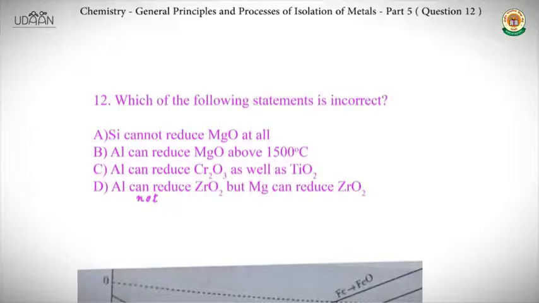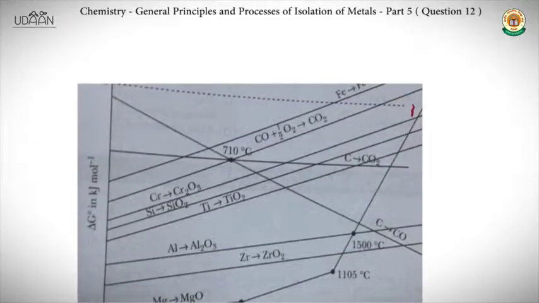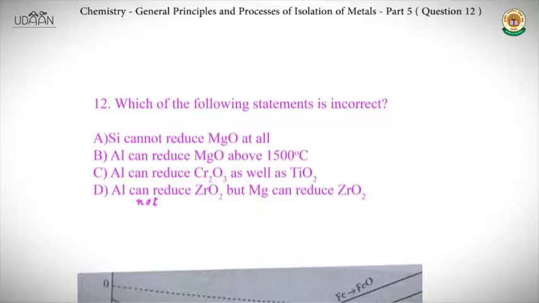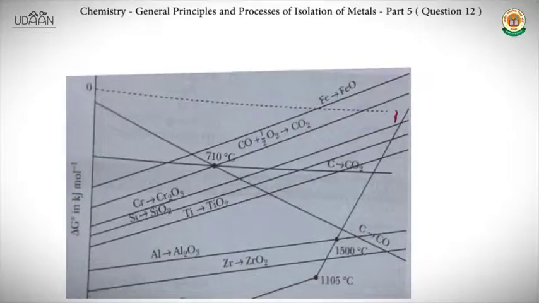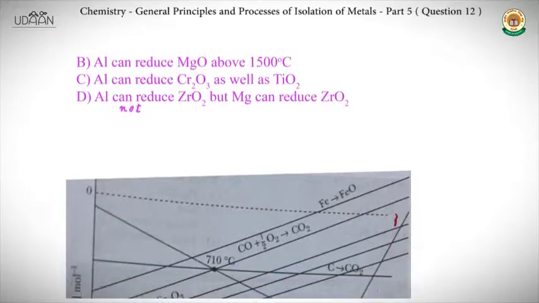It's Al cannot reduce ZrO2, but Mg can reduce ZrO2. So basically it's a simple application of the Ellingham diagram which is given in the figure, and hence we need to solve it using this. Okay, so we were doing part A, so we think about it. We need the graph from Si to SiO2 and Mg to MgO.